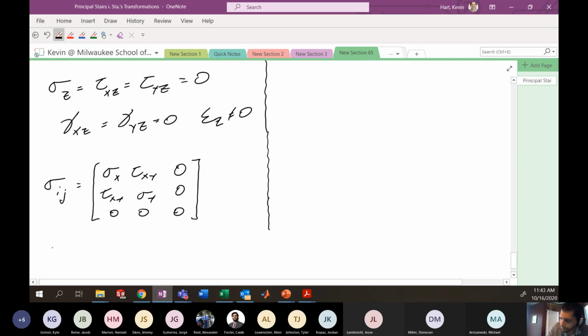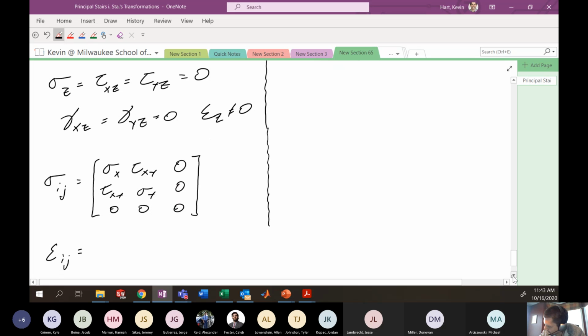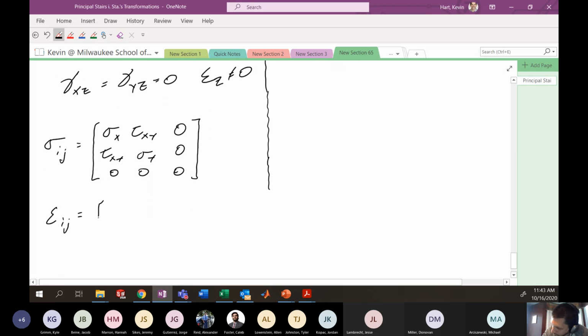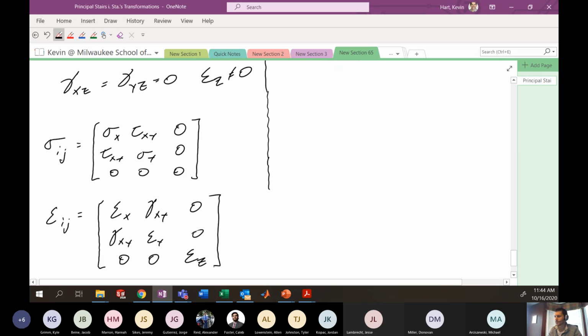But the strain matrix will look similar, except we have a strain component in Z that is not equal to 0. And that's again because when we're pulling in plane stress, we have deformation that occurs to sort of account for no stress in the third direction.